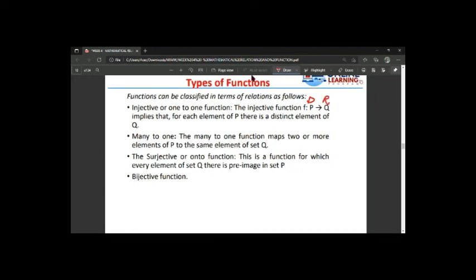So sets P and Q, that implies that for each element in P, there is a distinct element of Q. Dapat, yung partner daw ni P, may partner lahat ng P na element. And dapat distinct ang element niya sa Q. Meaning yung partner niya sa Q, walang ibang partner na P. What does it mean, sir?